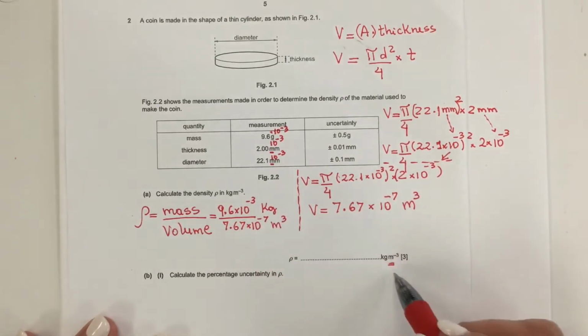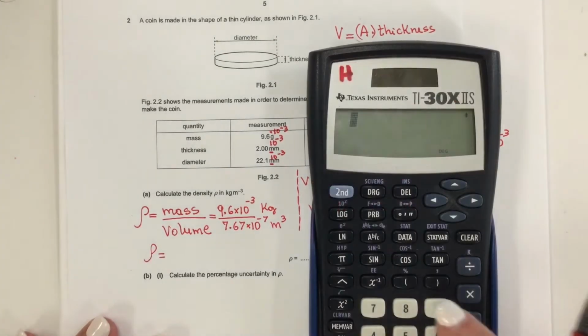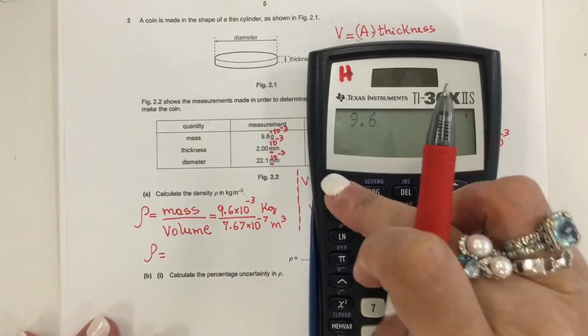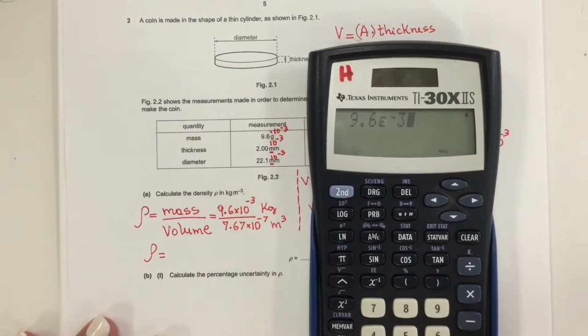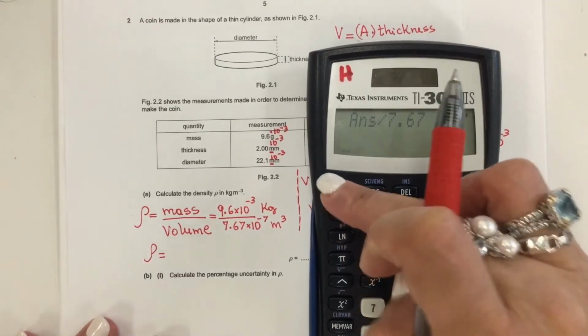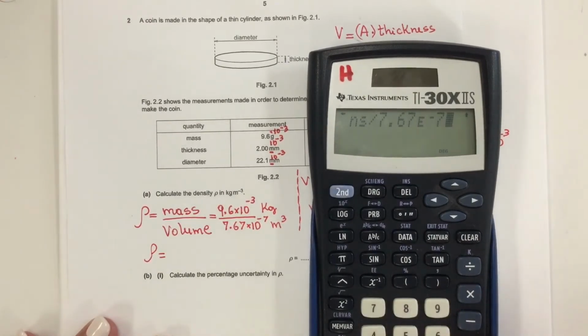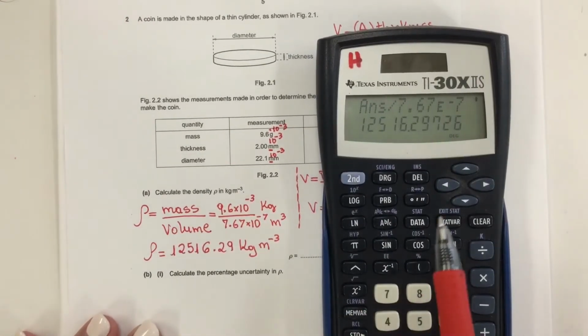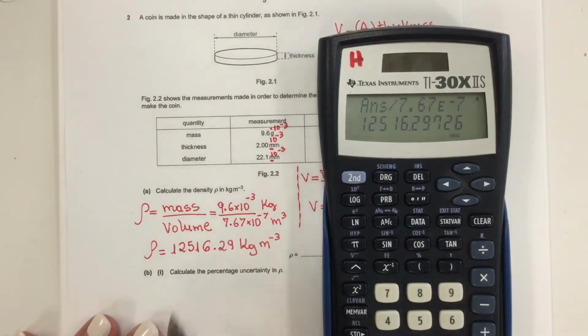So those are the units showing right here. I'm going to use my calculator. 9.6 EE negative 3 divided by 7.67 EE negative 7. So this is a pretty large number. This is 12,516.29 kilograms per cubic meter, or kilograms times meter to the negative 3.